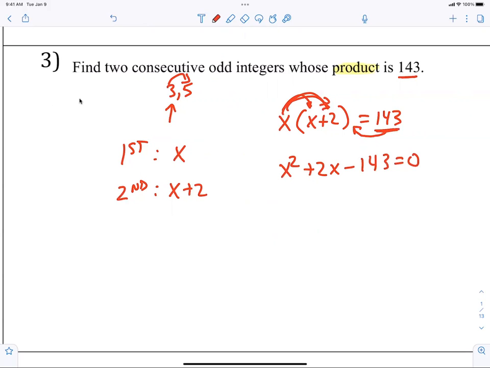Now, if you were paying attention, I already gave you the answers. What does that factor to? 13 and 11 for those of you who are listening. 13 and 11. But we have to figure out which one's positive and which one's negative. Somebody help me. Positive 13 and what?